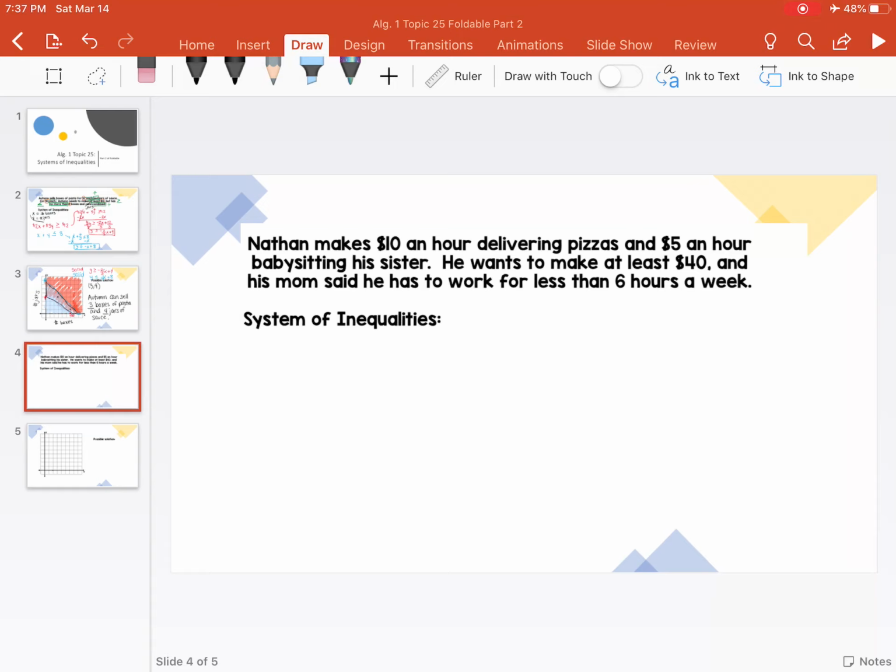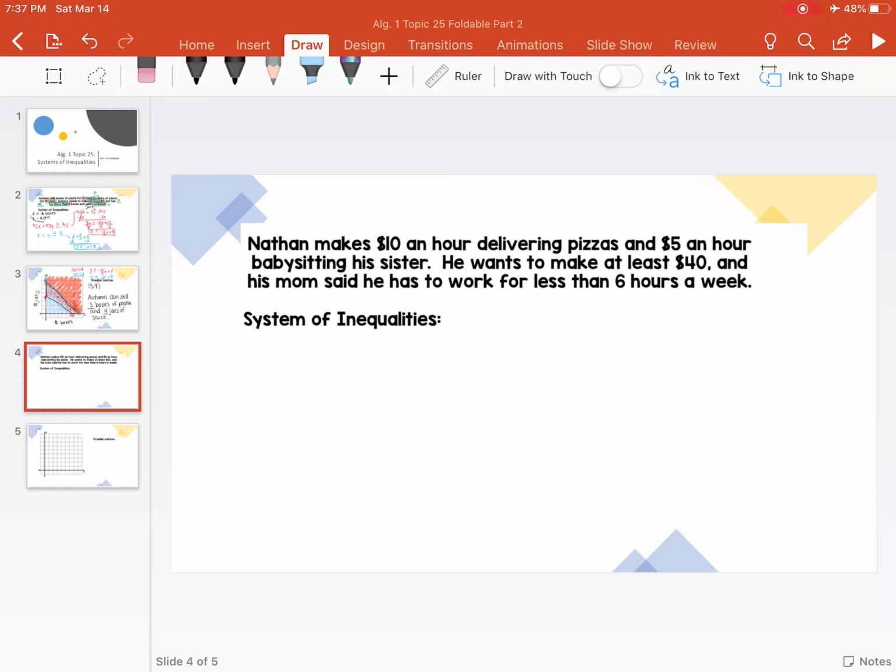So this is problem 2, the bottom problem on your foldable, where Nathan makes $10 an hour delivering pizzas and $5 an hour babysitting his sister. Now, honestly, just looking at these wages right here, this is absolutely ridiculous. Because we all know that the minimum wage in Massachusetts is $12 an hour. So Nathan is not really making that bread here. So he's got to fix that.